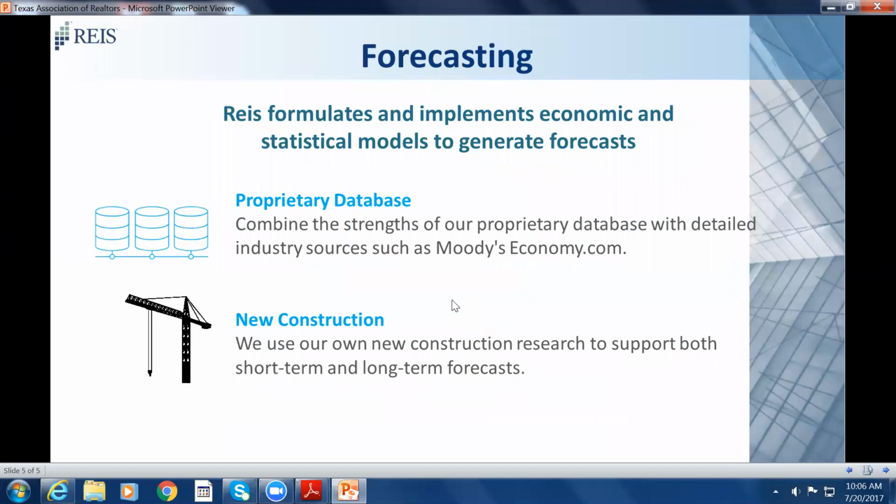In terms of how we forecast, we're able to do so because we have internal in-house economists. That's leveraging our proprietary database, our new construction, and economic and demographic data that we actually get from Moody's.